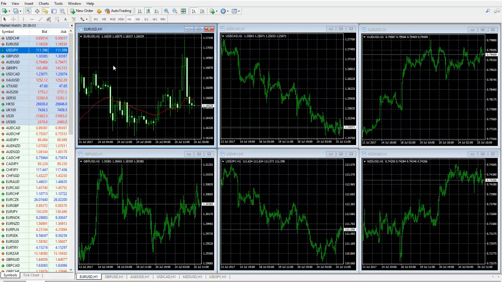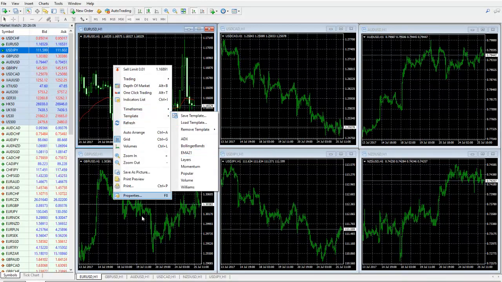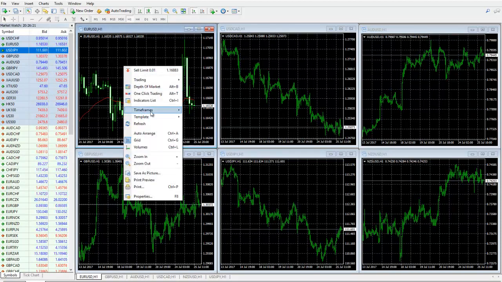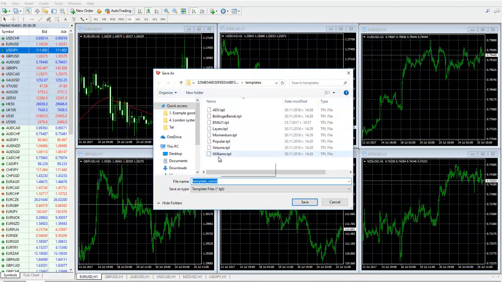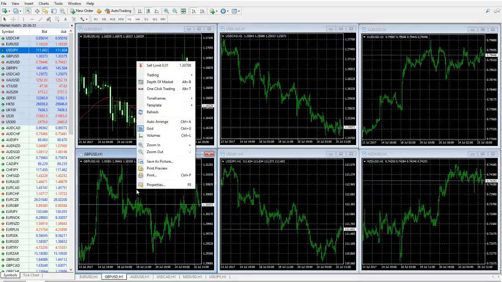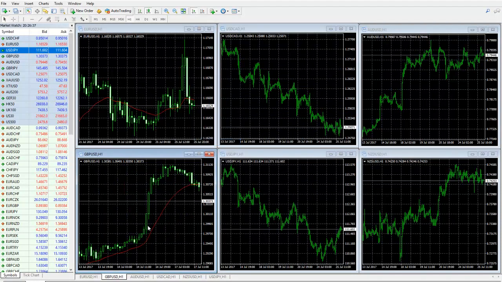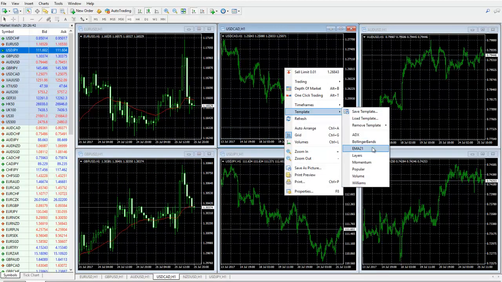So basically this is my template. I think I already have it actually. Yeah, it's the EMA 21. If you don't know how to do it, click right button, then you go to templates, save template, and then you write the name of the template. In this case I wrote EMA 21, and then when I click right button again and I go to template and I choose EMA 21, it will be the same way. So it's much easier, you don't need to do it all over again.